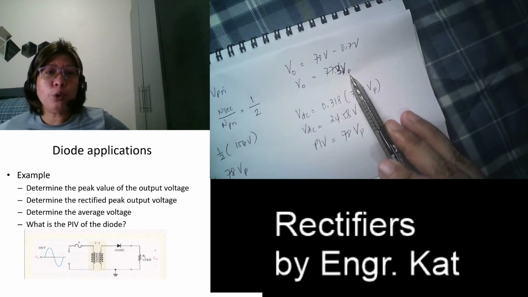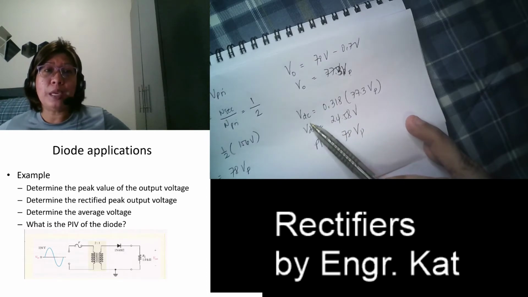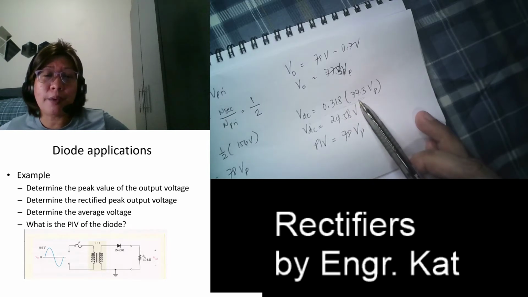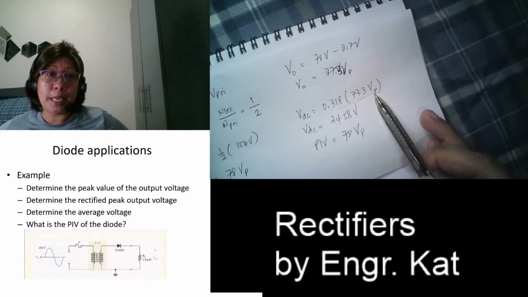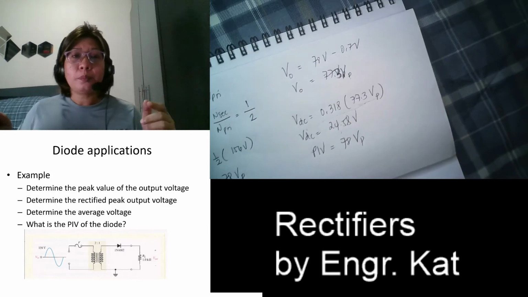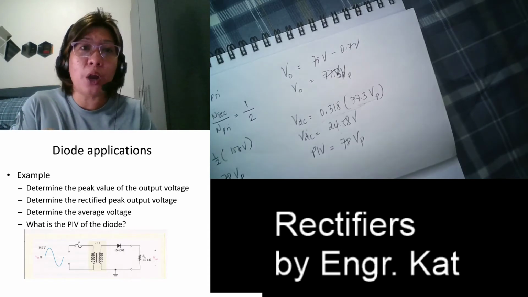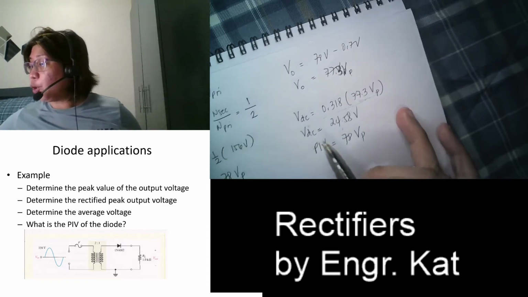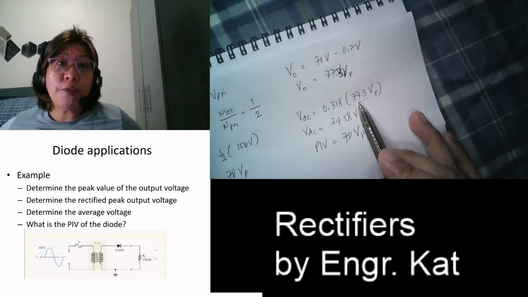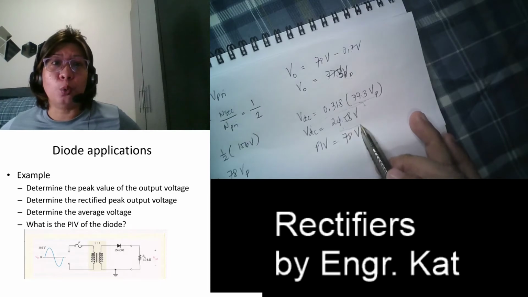Okay, then we have to solve for the average voltage. So what is the average voltage? Average voltage is your VDC. So your VDC is 0.318 of the peak output voltage, which is 77.3 volts peak. So that will give you 24.58 volts. So if you have a voltmeter and you're going to measure the DC voltage across that load resistance, you can measure 24.58 volts. So out of 77.3 volts, 24.58 was converted into DC.